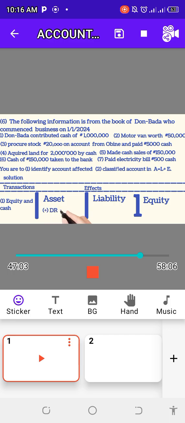Asset, which is cash, increases. An increase in cash or asset is what? Debited, so we debit cash. Nothing affects liability there. It only affects equity. Equity in this case increases also, and when equity increases, you enter it on the credit side. So we say credit toward equity. So asset increases, no effect on liability, equity increases. That is the first transaction.